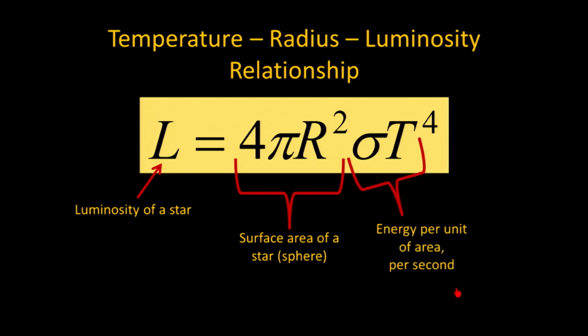Sigma T to the fourth is actually something we've seen before. This was called Stefan's law way back earlier in the semester, and it is defined as the energy per unit of area per second.